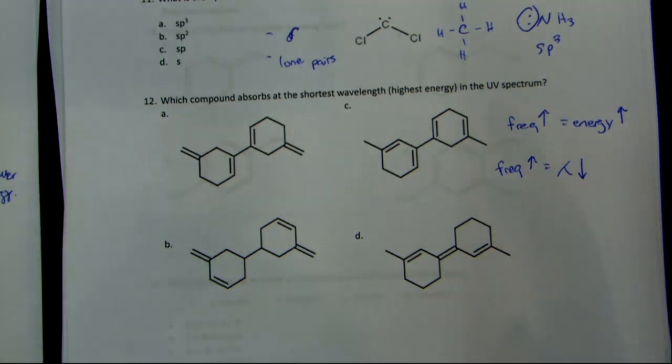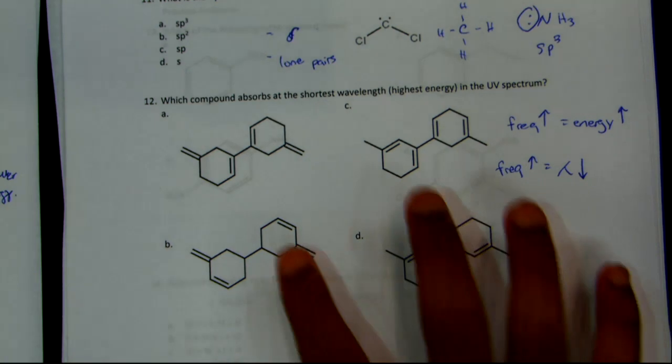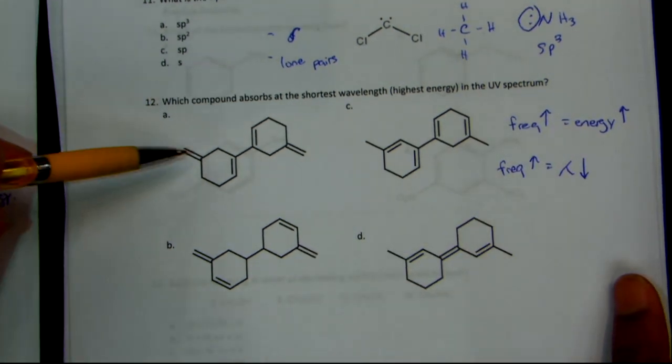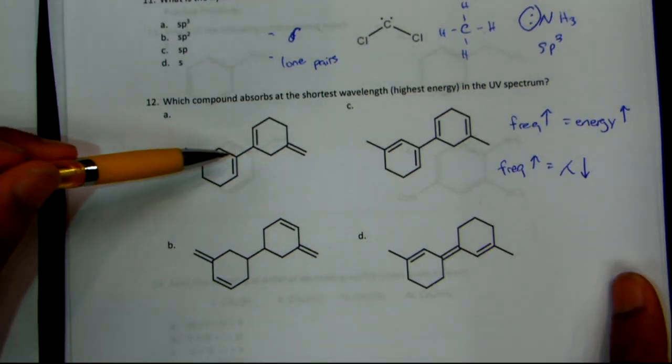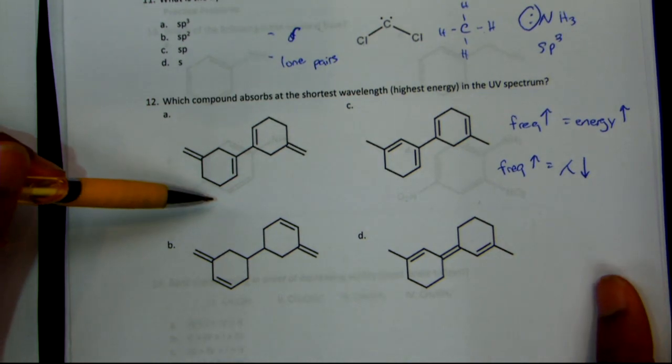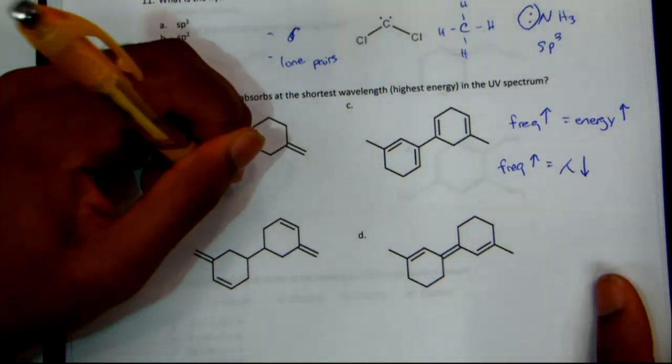Okay, so we're looking for the highest energy. So the one that has the least conjugation. Does that make sense? So basically the less stable. So which one, let's do one at a time. So in this case, this has conjugation just with this double bond. So it has just a pair of conjugation right there. So I'll just put 2.